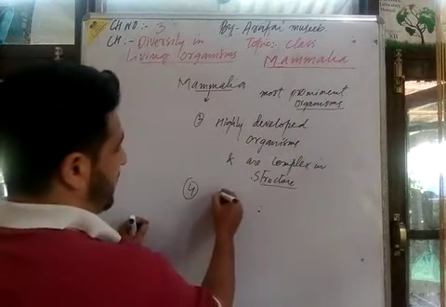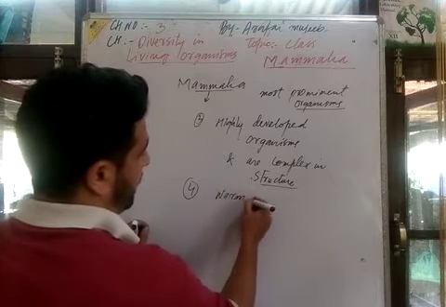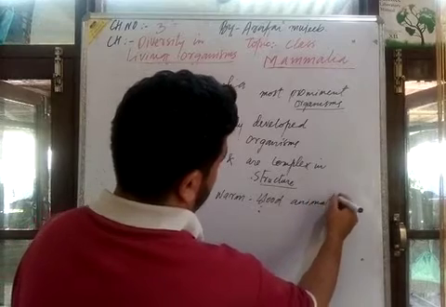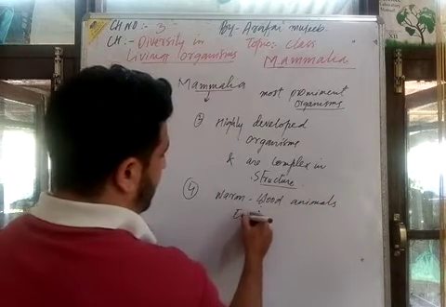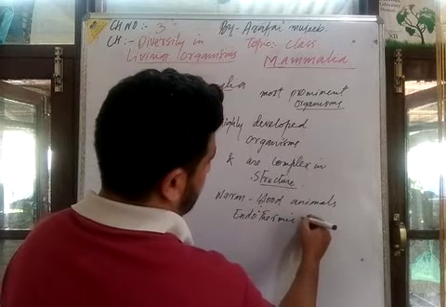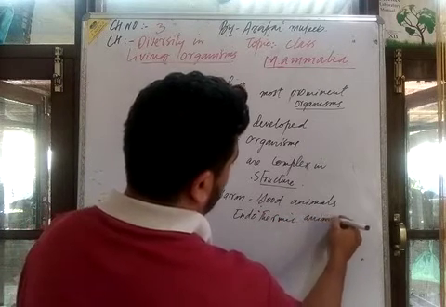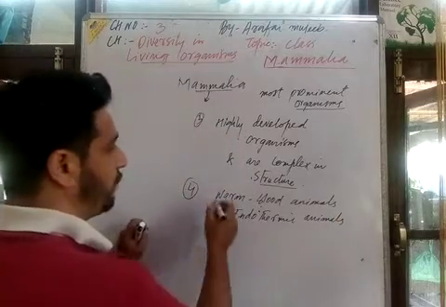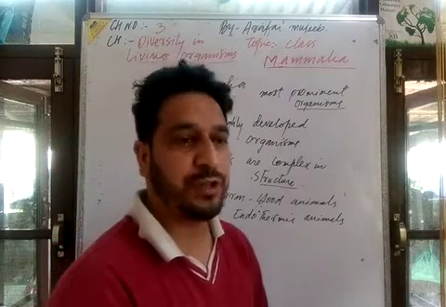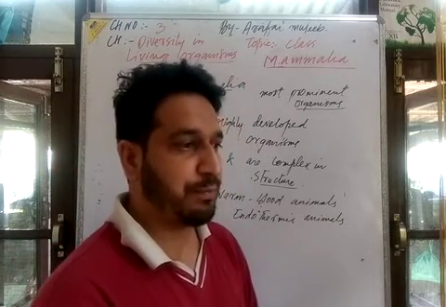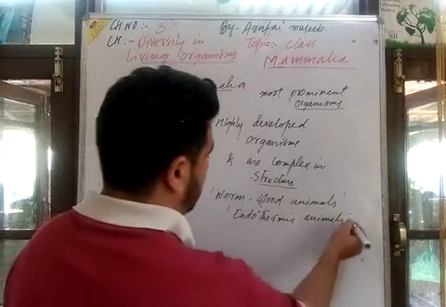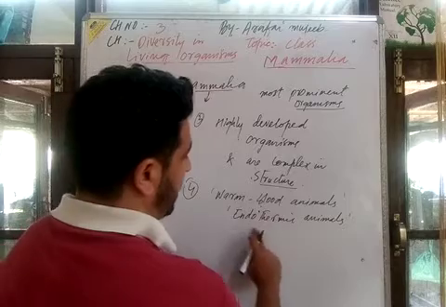Fourth one is they are warm-blooded animals. Hence they are known as, इनको कहते हैं, endothermic animals. As they are warm blooded animals, अगर सराउंडिंग में टेम्परेचर की फ्लक्चुएशन होती है, ये स्टिल अपने बॉडी टेम्परेचर को मेंटेन या रेगुलेट करते हैं. Therefore they are warm blooded animals. Warm blooded animals are known as endothermic animals.